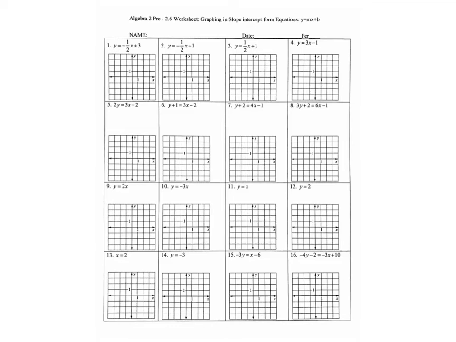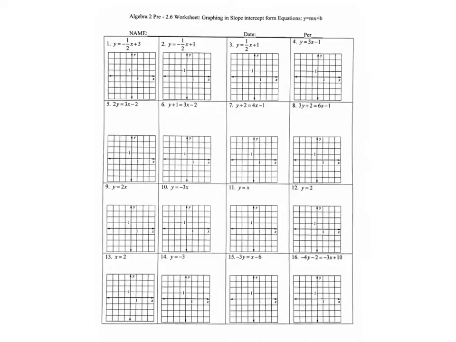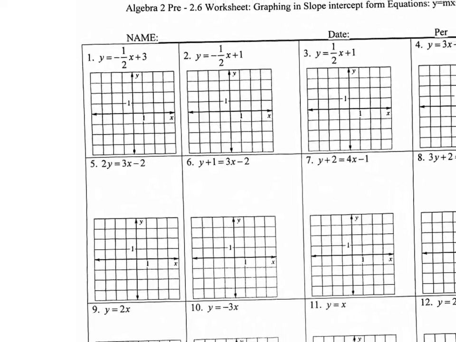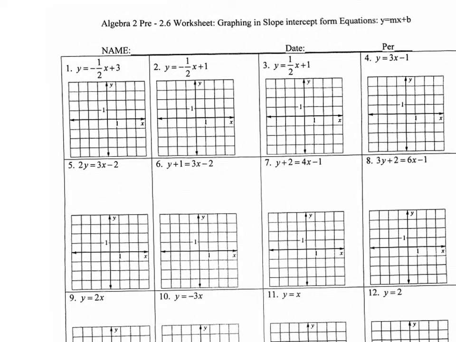I already did a long video explaining almost all of them, but I just want to do a shorter video explaining a couple at a time. So if you look at questions 1 through 4, all of these should be very easy. And why is that? Because they're all in slope-intercept form. They all are in y equals mx plus b.